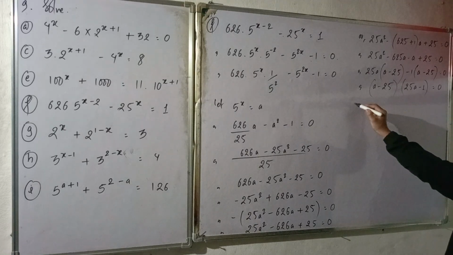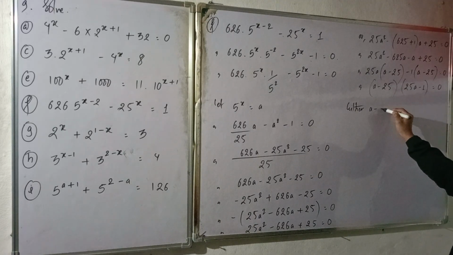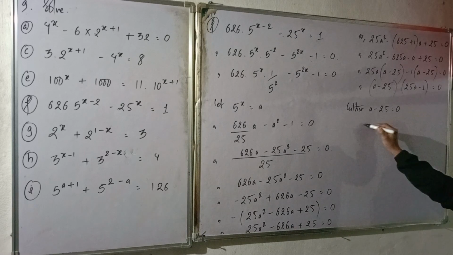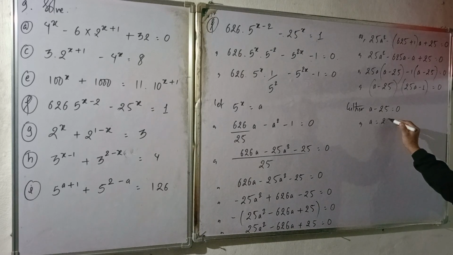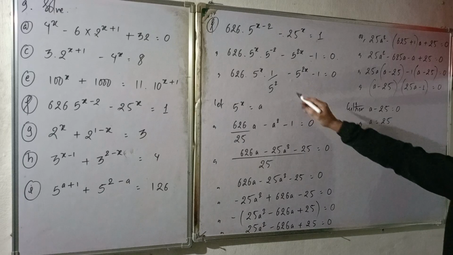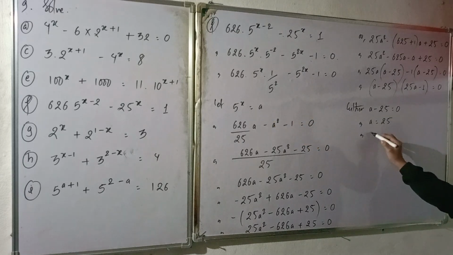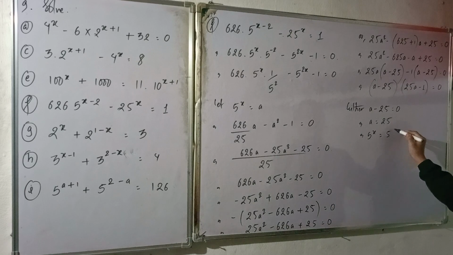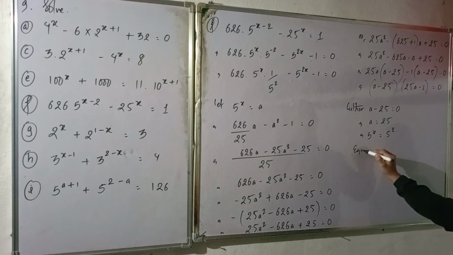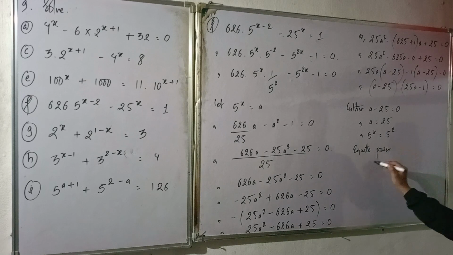Now we just do either a minus 25 equals to 0 or a equals to 25. So we have a, so replace the value of a back to 5 power x. Now 25 can be written as 5 square. Now equate powers, you will get the value of x is equals to 2.